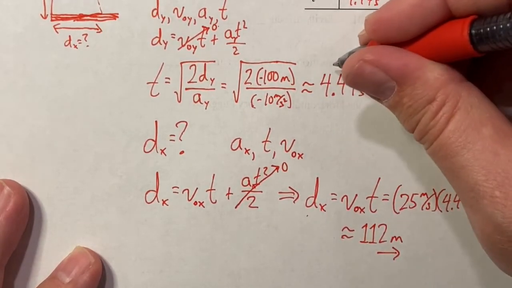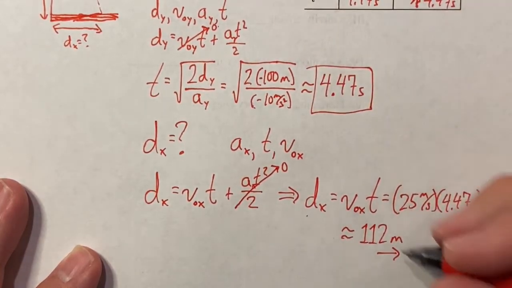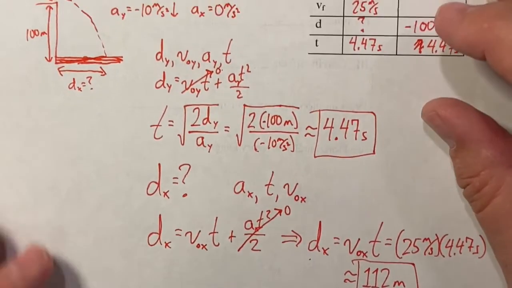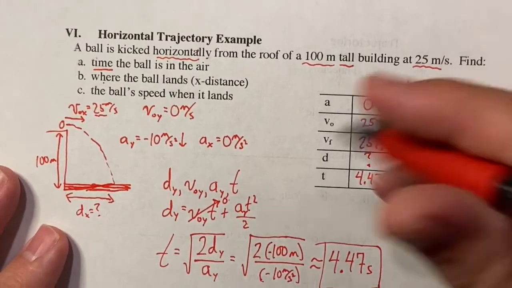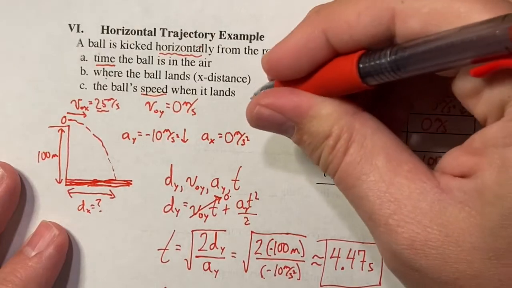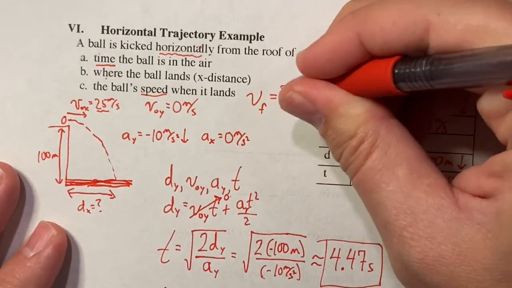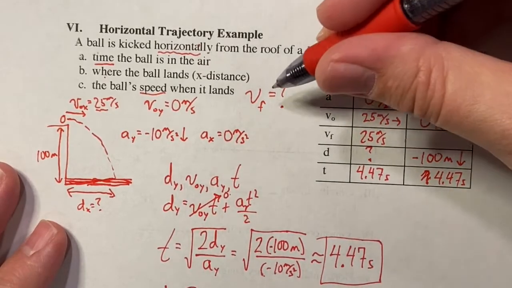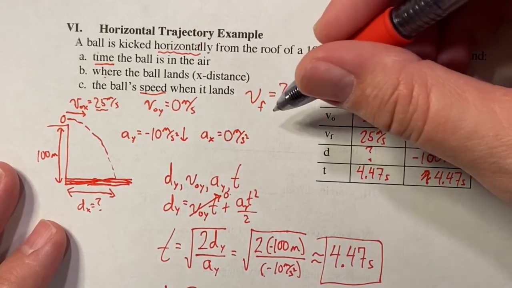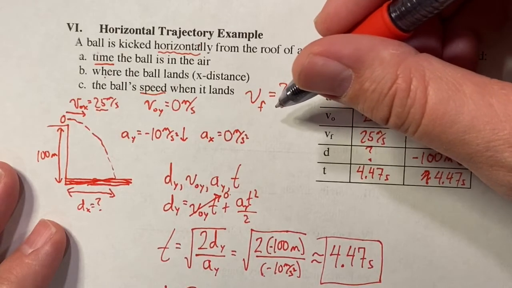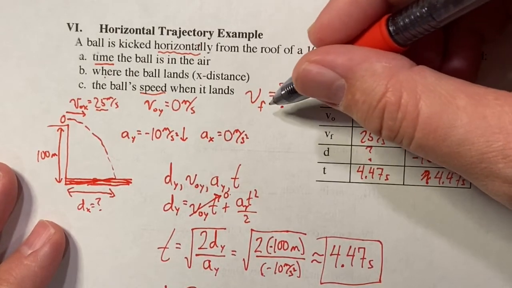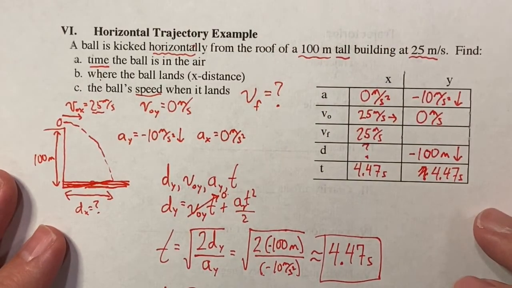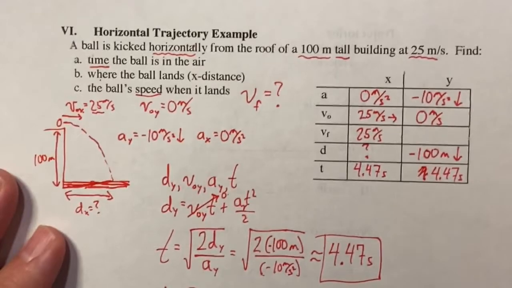All right, so we've figured out the time that it's in the air. We figured out how far it goes before hitting the ground. The last part we are asked for is the ball's speed when it lands. So, okay, that's v final. But wait. Remember how we had to ask with our givens, is that an x given or a y given? Well, the same as with our unknowns, v final. Is that v final x or v final y? And the answer is yes.